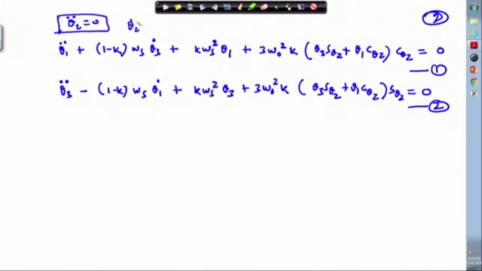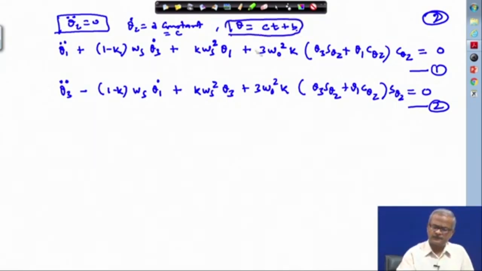means theta 2 dot will be a constant, and therefore, let us say this constant is c. So, this will evolve with time, c t plus, let us say, we can write it in this format. This says that here the theta will continuously grow with time. We will discuss this issue, but let us first develop this.